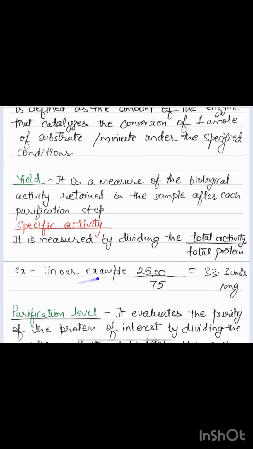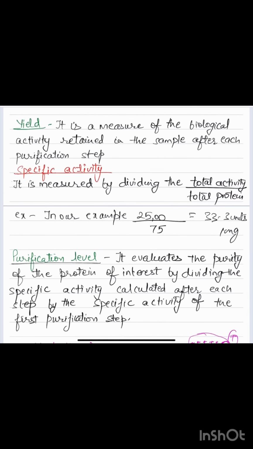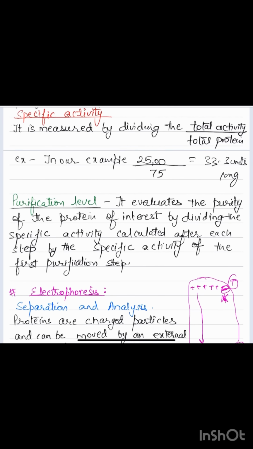Specific activity is total activity upon total protein. In our example, it was 2500 over 75, which comes to 33.3 units per milligram. Next, we have purification level. It evaluates the purity of the protein of interest by dividing the specific activity calculated after each step by the specific activity of the first purification step.